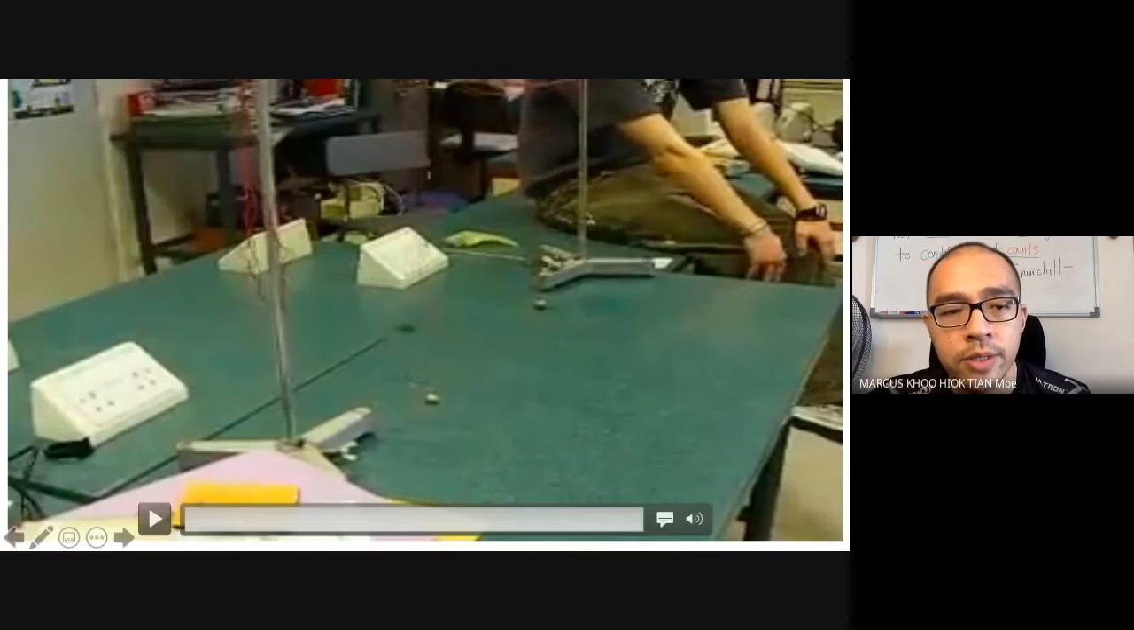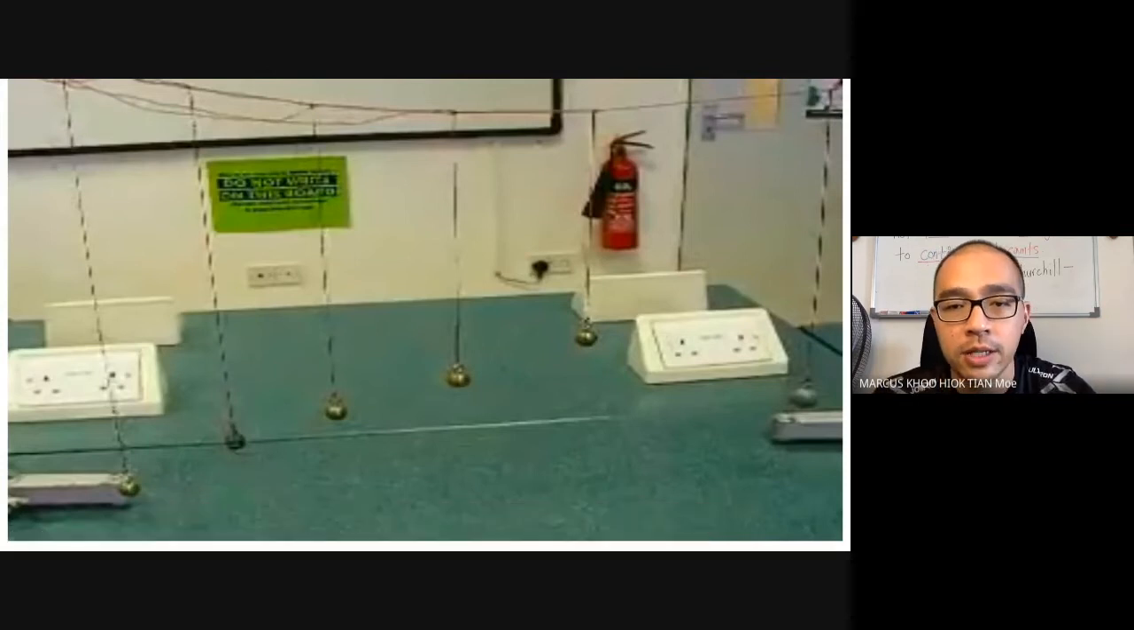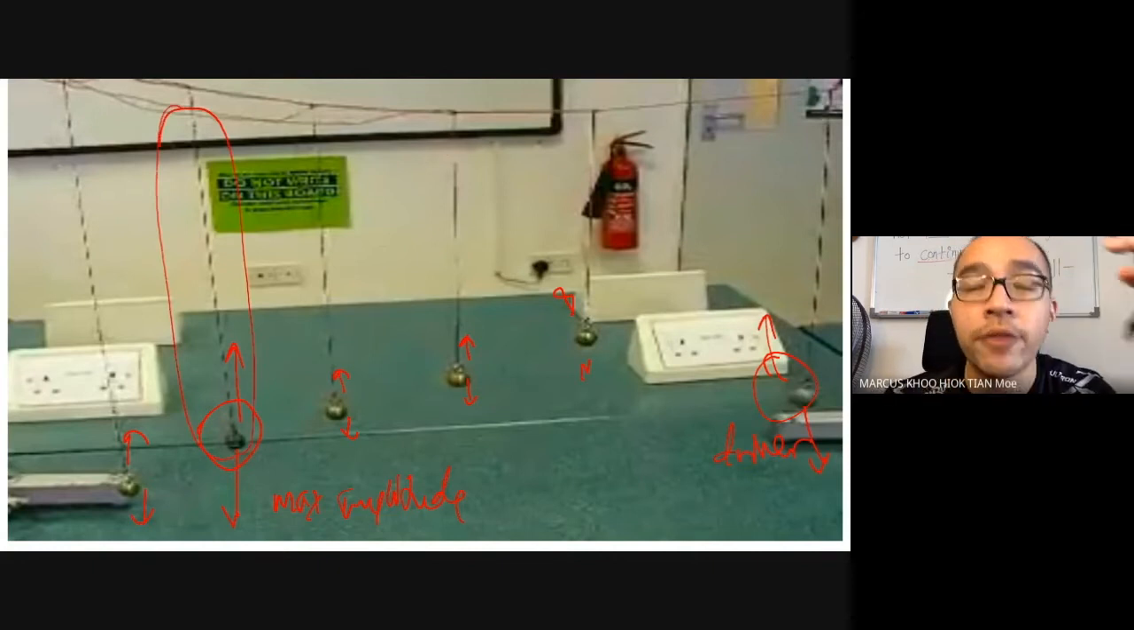Did you see what was happening just now? So this one at the side over here is what we call the driver pendulum. They will definitely feel the effects because they're all connected by a string. So when this one starts to oscillate, we find that this one is the one that oscillates with the maximum amplitude. The rest also oscillate a bit, but only one is very significantly oscillating at the maximum amplitude.